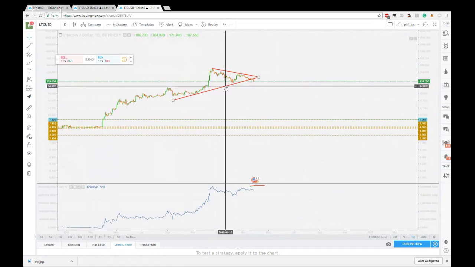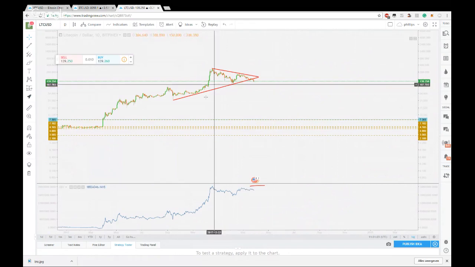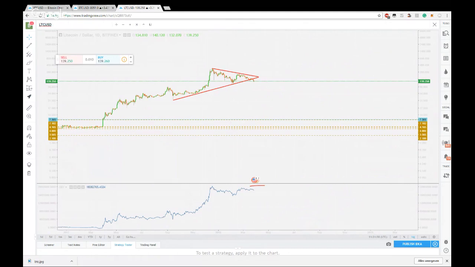That's why I expect that the top 10 alts will not suffer as much as all the other alts that are only paired against Bitcoin. And this is something to keep in mind during the year. You know, if Bitcoin is finished dumping, probably we could see a dump to 4,000. Once that is over, I would keep a very close eye on the alts that are paired against USD, because they might very well outperform most of the market.